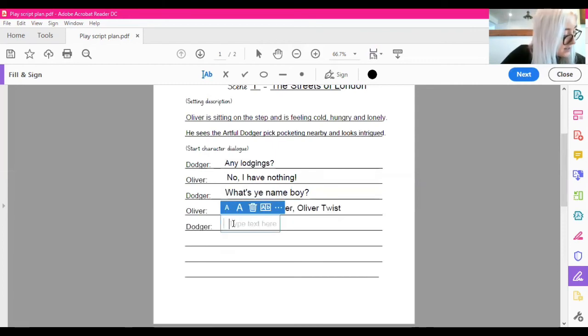And Dodger is going to say it back. He names Dodger. Artful Dodger. And I'm going to add another stage direction. I'm going to put big grin. So when the Artful Dodger says it, he has to do a big grin.